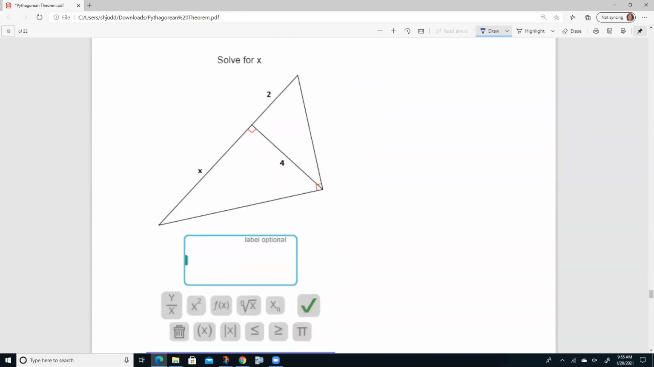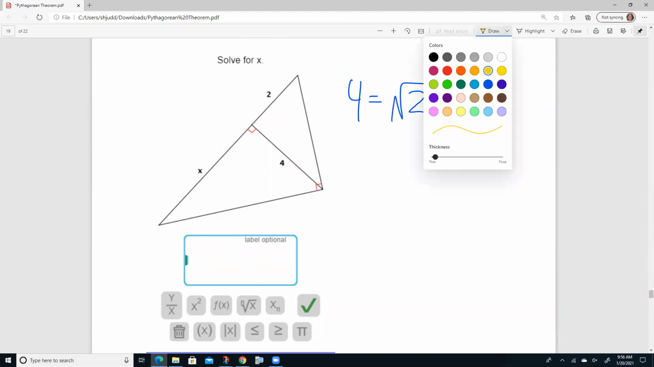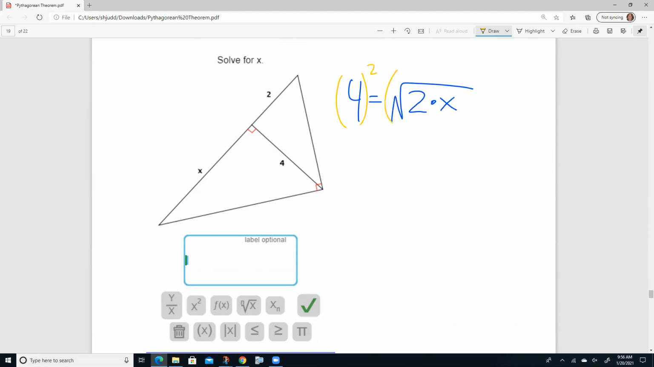Okay, similar situation here. We know that this time 4 is equal to the square root of 2 times x. Just like before, we're going to use squaring to cancel out the square root, and we're going to get 16 is equal to 2 times x. In order to solve for x, we'll divide by 2 on each side. And this time, x is equal to 8.